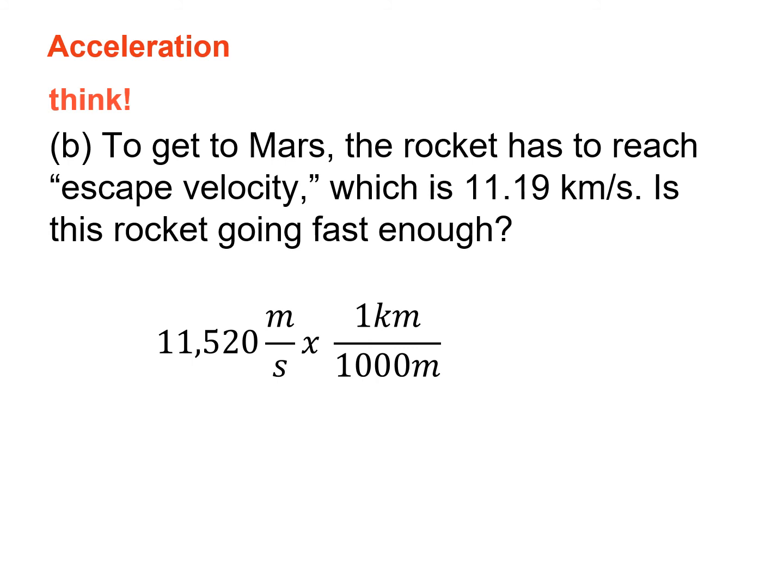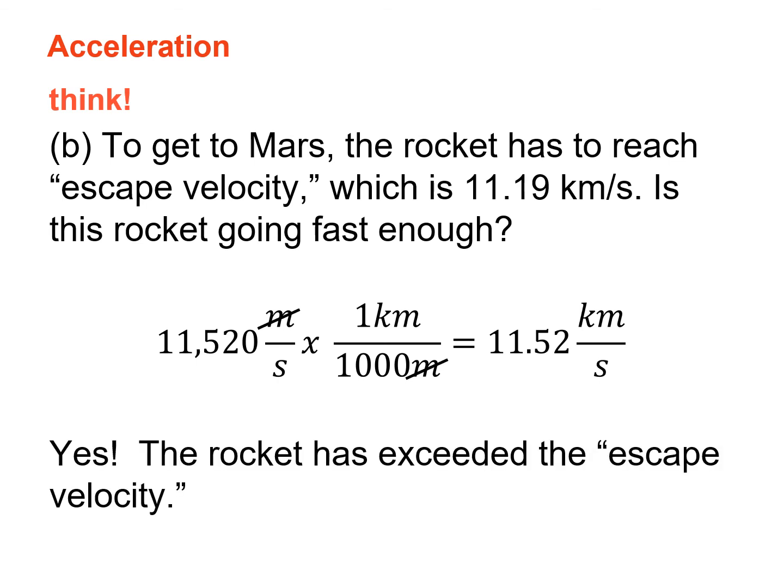Just make sure to put the meters in the denominator of that fraction. Now the meters on top and bottom are going to cancel each other and leave us with units of kilometers over seconds, which is what we want. The 11,520 is divided by 1,000 in the denominator, so that's 11.52 kilometers per second. That means that the rocket has indeed exceeded Earth's escape velocity and can break away from the Earth's gravity. So yes, indeed, it is rocket science, and the rocket can make it to Mars. Hooray!